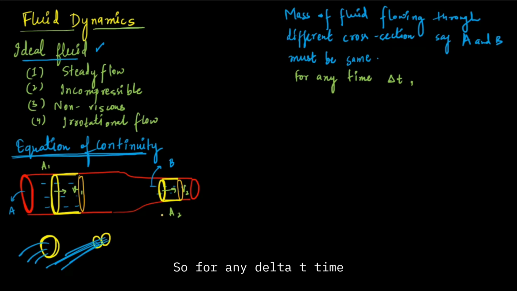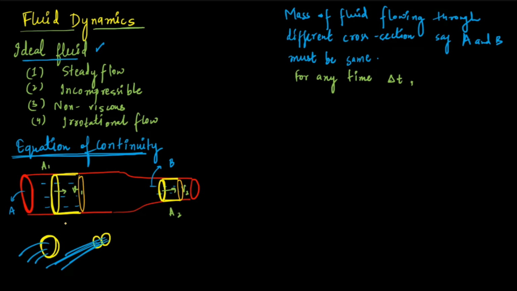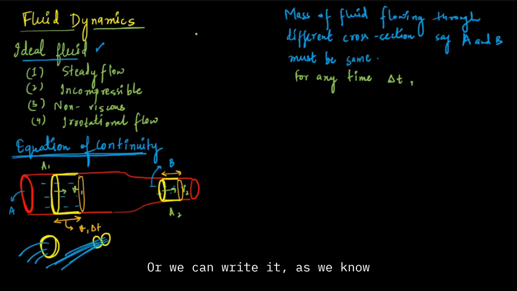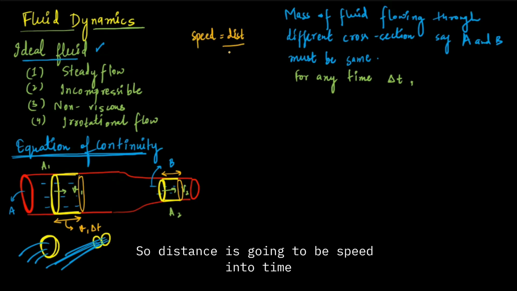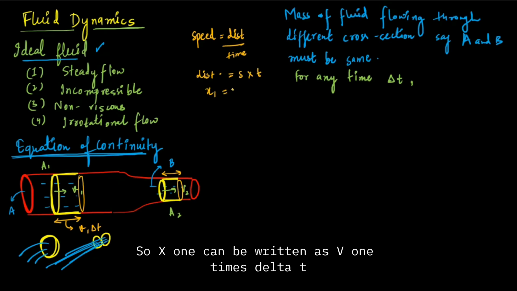So for any delta t time, I have imagined that the layer present here initially must have covered a certain distance. Similarly, the layer present here also must have covered a certain distance. So what is that distance going to be? That distance I can mark as V1 delta t. How can we write it? As we know, speed is nothing but distance upon time, so distance is going to be speed times time. So for that first layer, speed is V1, time is delta t, so x1 can be written as V1 times delta t.